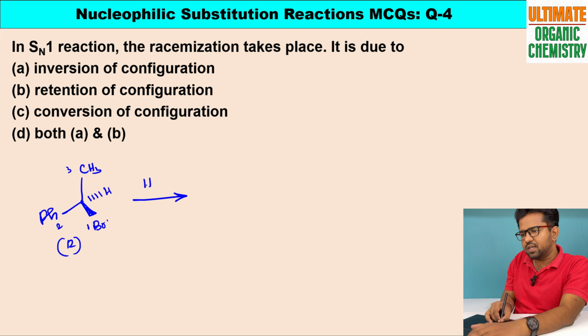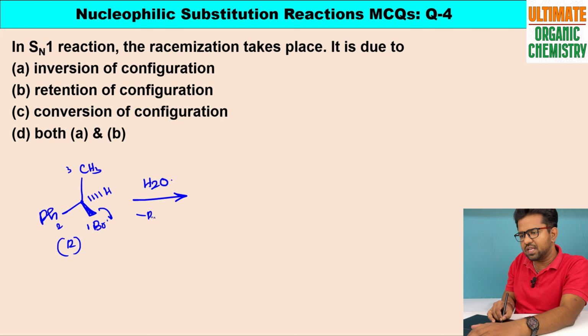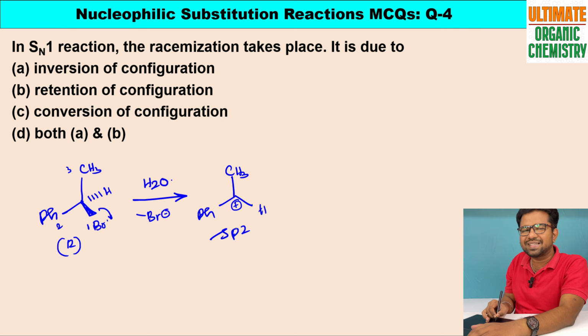Now this molecule is treated with water, that means solvolysis or hydrolysis, otherwise known as SN1 reaction. So what is the first step in SN1 reaction? That is the formation of carbocation. Br minus will be leaving, and as a result the carbocation intermediate will be formed, which is sp2 hybridized, trigonal planar geometry. That means this is a planar molecule.